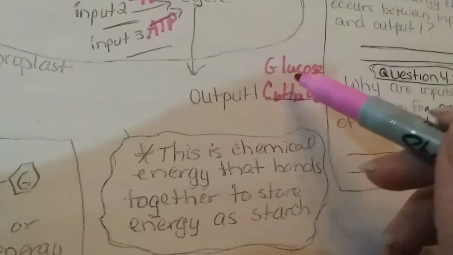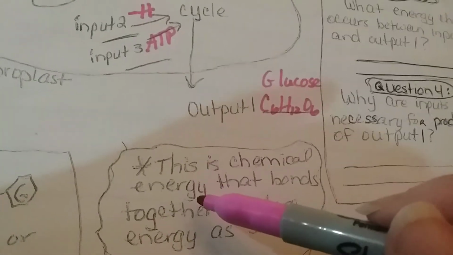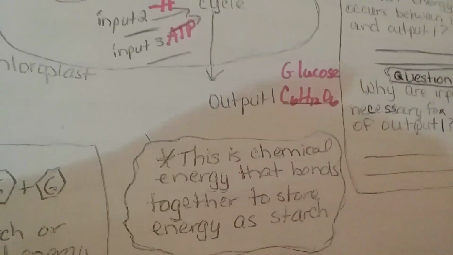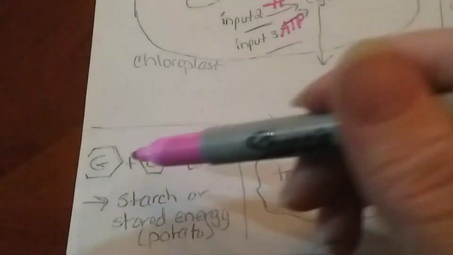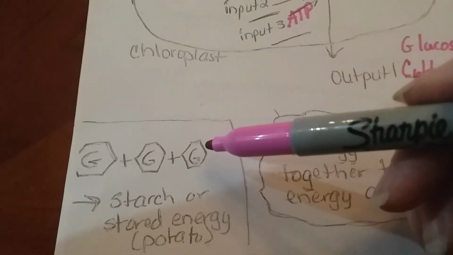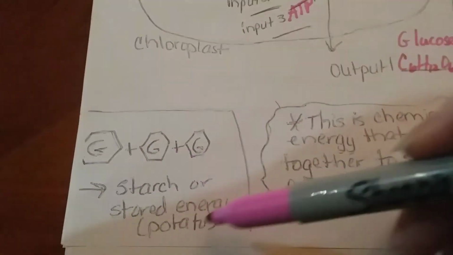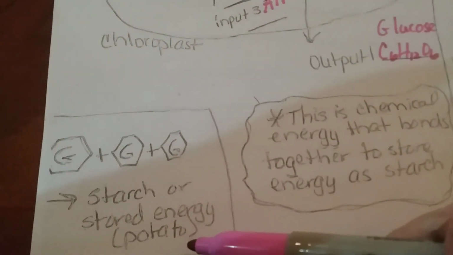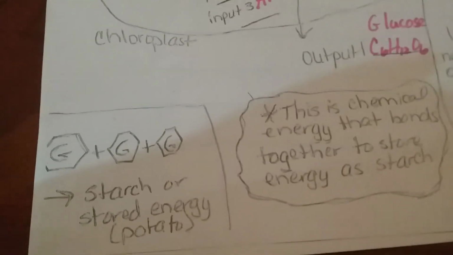Glucose is a chemical energy that bonds together to store energy as starch. And that's what this little side is talking about. One glucose can bond with another one and make bigger molecules like starch. A potato would be an example of stored up starch.